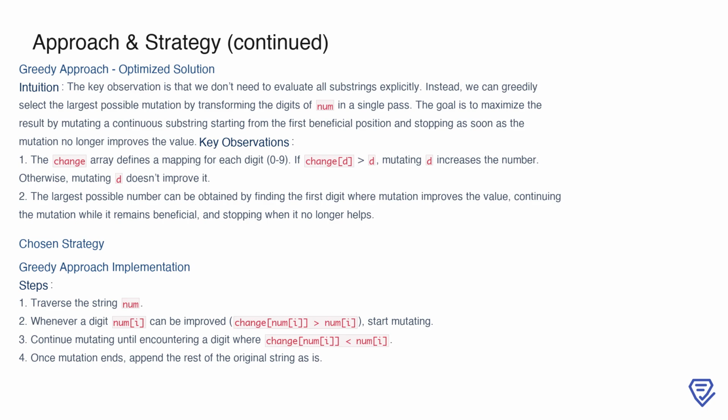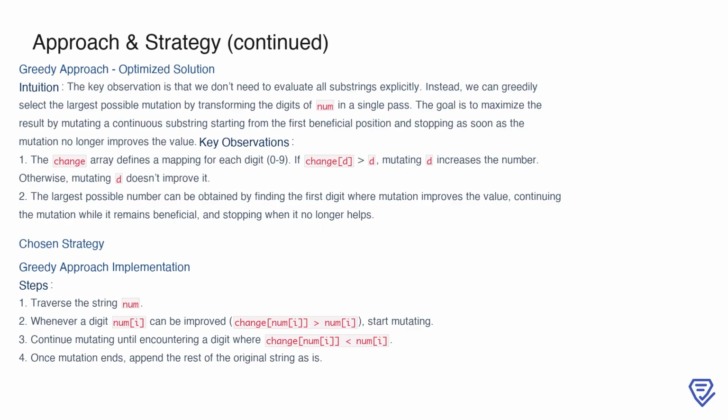This is based on the mapping defined by the change array, where each digit has a corresponding mutated value. If the mutated value of a digit is greater than the original digit, it's beneficial to mutate, otherwise, it's not. By leveraging this insight, we can efficiently construct the largest possible number without the need to consider every potential substring.